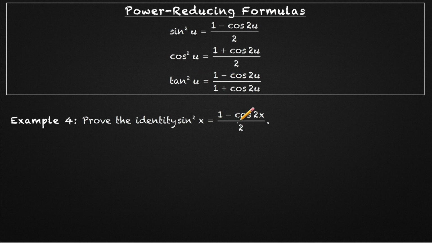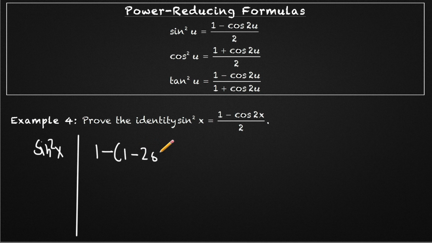So we want to prove this identity. So essentially we want to, okay, we'll just put here sine squared of x. And as we do with proofs, we're going to put a straight line, reminding ourselves that we're not allowed to work on this side, and we'll work exclusively on this side. So we have 1 minus, I'm going to replace cosine of 2x with 1 minus 2 sine squared x. That is your double angle formula for cosine.